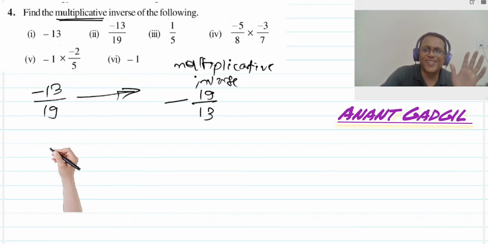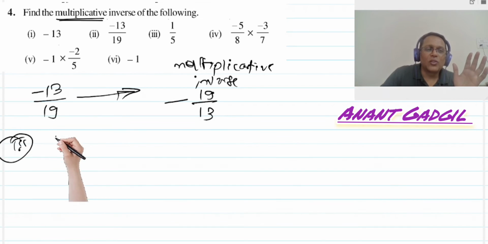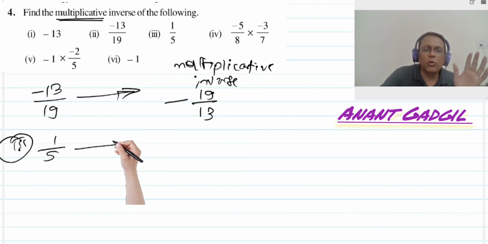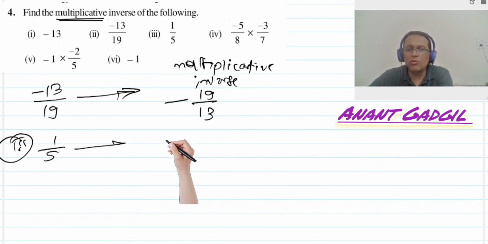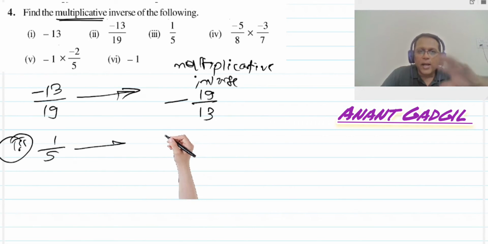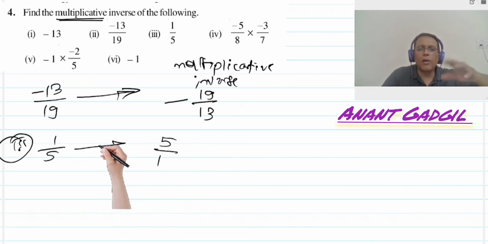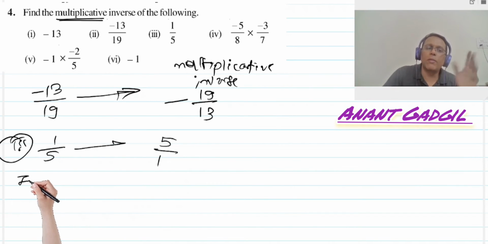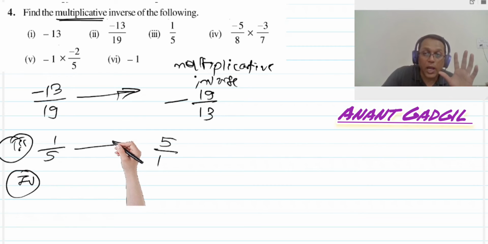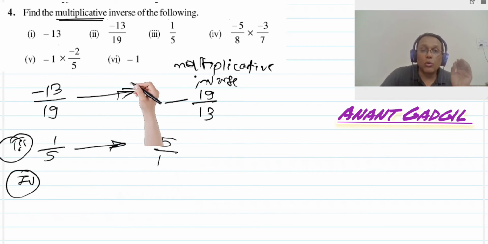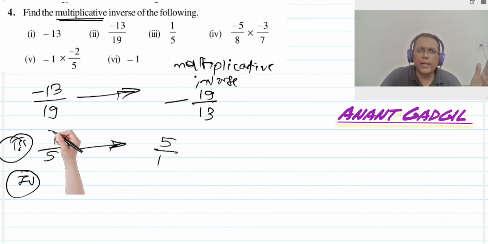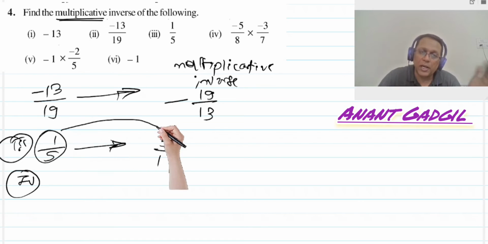Okay. Simple. Third question, 1 by 5. To find the multiplicative inverse, what do we have to do? Just interchange the numerator and denominator. 1 by 5 becomes 5 by 1. That's it. Don't give the equal to sign. You can give an arrow. You can say that the multiplicative inverse of 1 by 5 is 5 by 1.